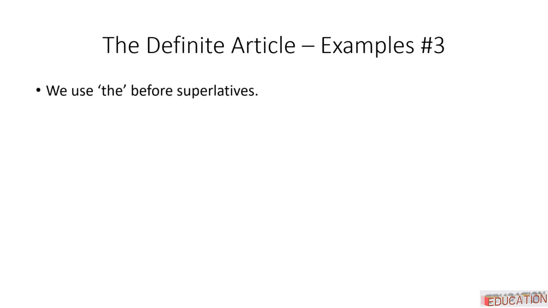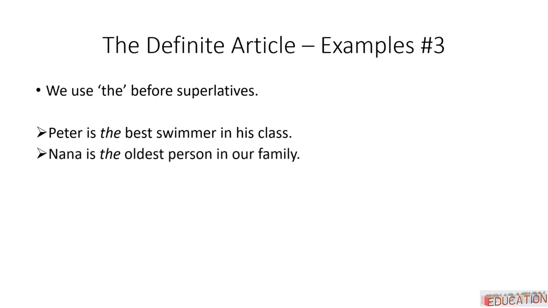We use the before superlatives. So Peter is the best swimmer in his class. There's only one best swimmer, so it's the best swimmer. Nana is the oldest person in our family. Again, only one oldest person, and this is her.